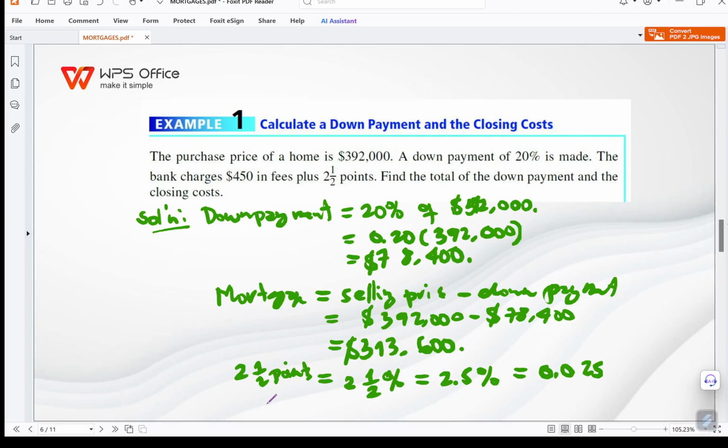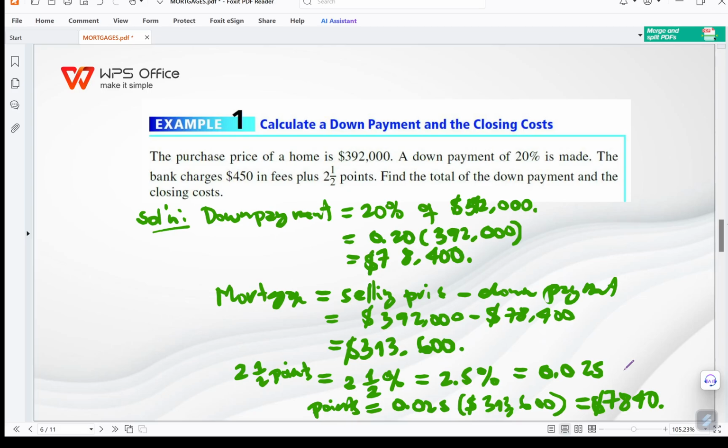So we multiply it to the mortgage, the points is then equal to 0.025 of the mortgage, which is $313,600, and that is equal to $7,840. Okay, so we add all of them.